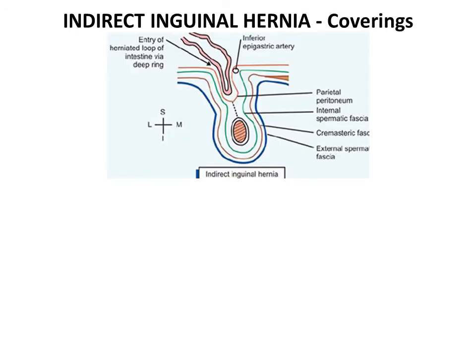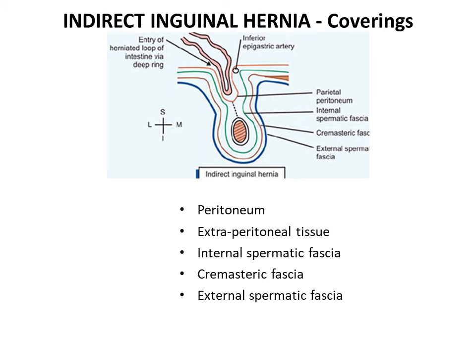The coverings of the hernia are the structures which separate the hernial sac from the surface of the body. In case of the indirect inguinal hernia, it is lined by the peritoneum. Outer to it lies the extraperitoneal connective tissue. Outer to it are the three layers of the fascia, that is internal spermatic fascia, cremasteric fascia and the external spermatic fascia. Outer to it lies the dartos muscle, which lies in the superficial fascia, and outermost is the skin.